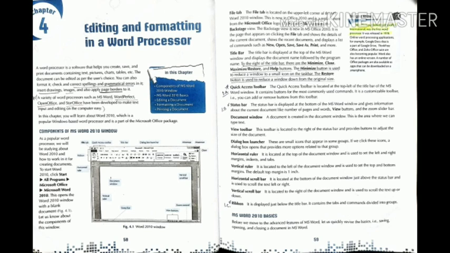Next are the horizontal ruler, the vertical ruler, and you have the horizontal scroll bar and the vertical scroll bar. You also have the ribbon, which is at the top and below the title bar. So in this ribbon, whatever options are available help you to edit your document. This is a very important part of the Microsoft Word window.